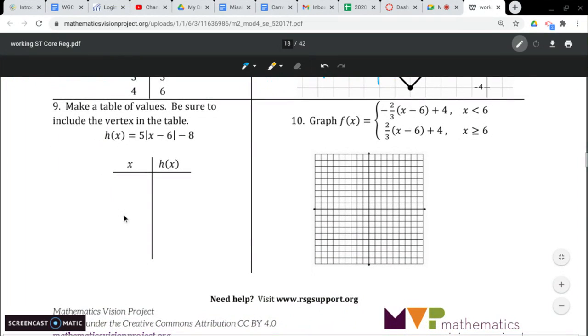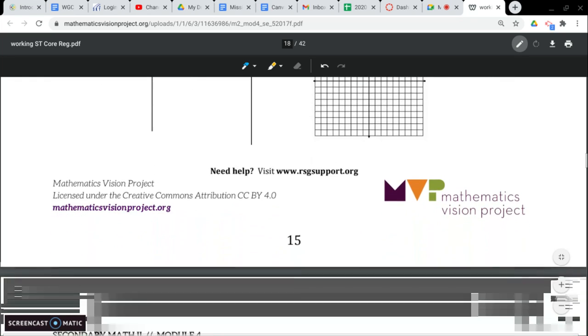For number 9, you're just going to make a table of values. Make sure you include the vertex. Notice 6 and 8, that's your vertex, 6, negative 8. This one, you're going to graph it out, so use the 2 equations to graph it.